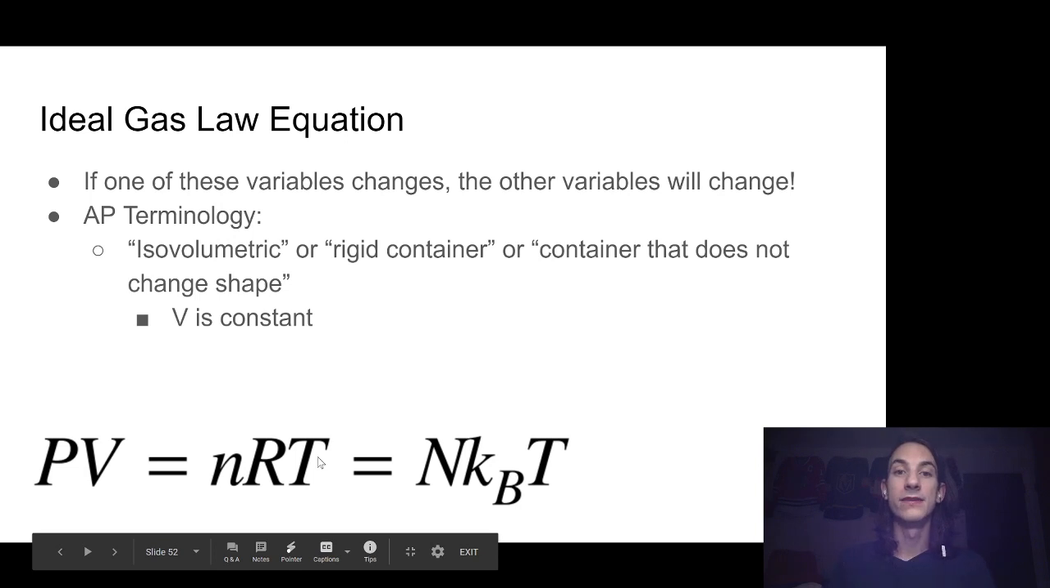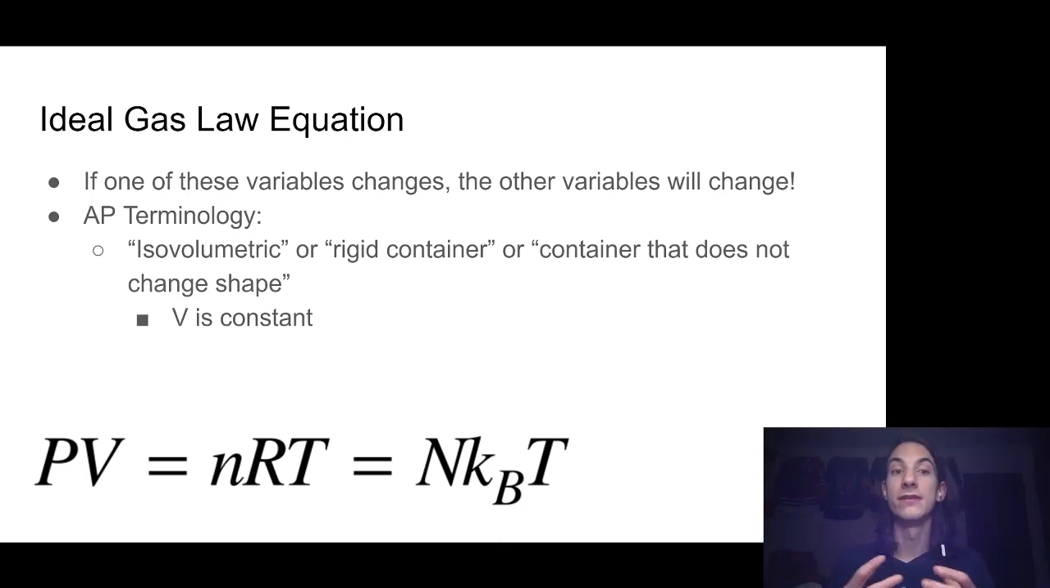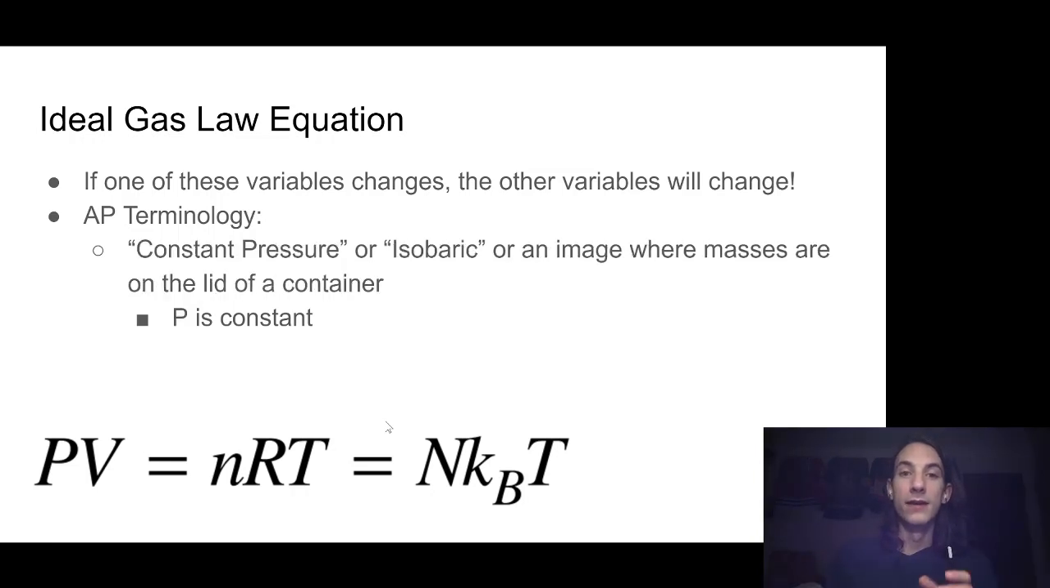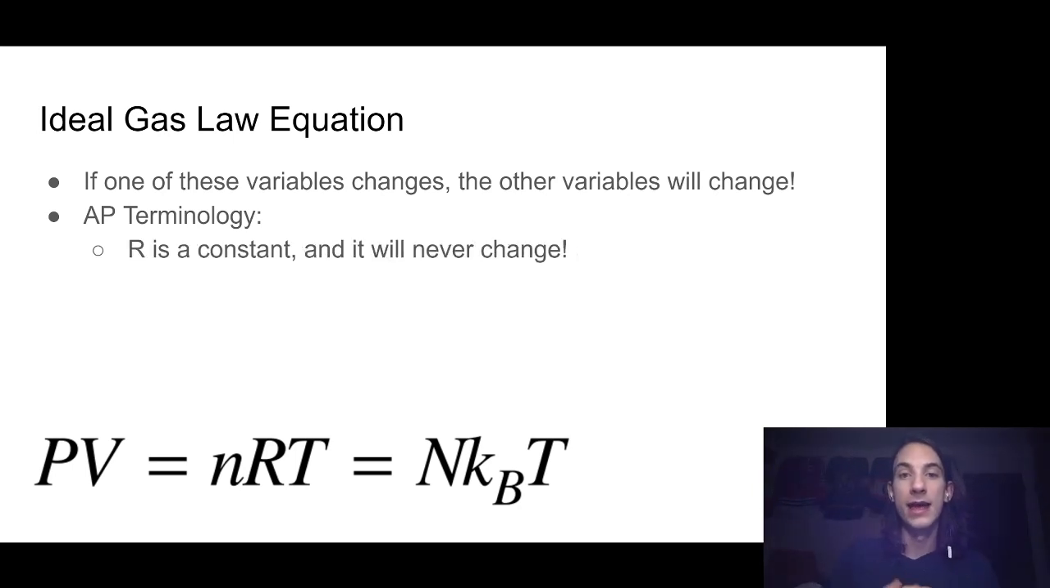If they say something is a rigid container, or a container that does not change shape, that tells us that the volume of that container is constant. We're not changing the volume. Other factors in this equation are going to have to change. And if it says isobaric, or if they show us something where we have some constant amount of masses sitting on top of our container, then that's a situation where we're at a constant pressure. We have this constant push down on our gas. And then this R is just a constant. It's never going to change, so we don't have to worry about that changing.